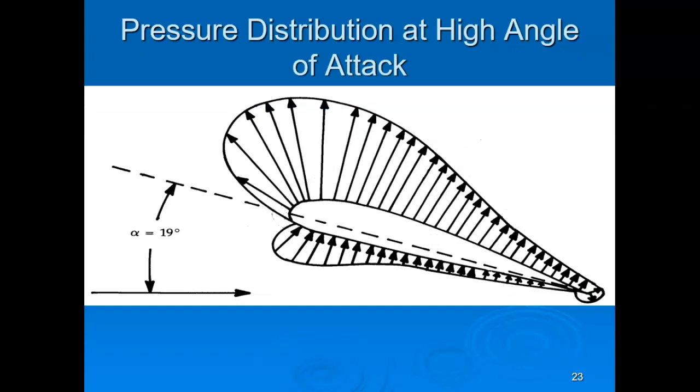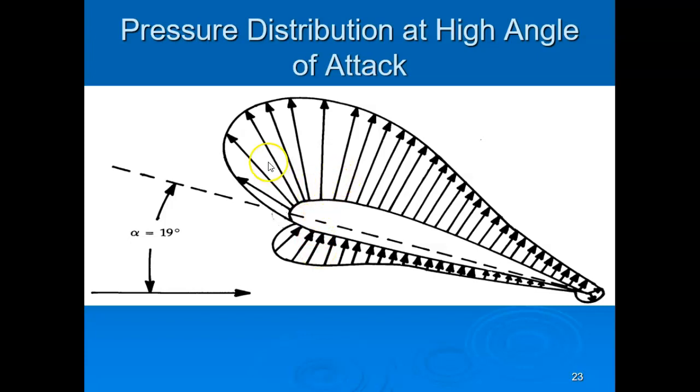And just as we saw in the coefficient of lift graph, as the angle of attack is increased, so is the amount of lift. In this illustration, this airfoil is at a 19 degree angle of attack. So you can see that the lift vector arrows are much longer above the airfoil than below.